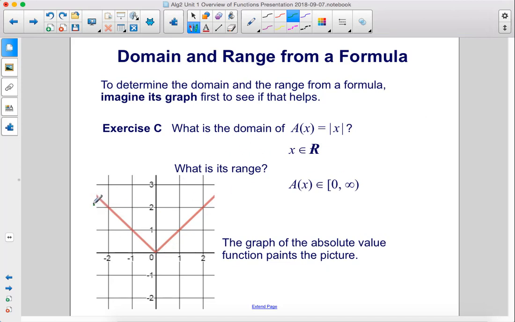The domain, because that line goes that way forever, this line goes that way forever, the domain is all x values, all real numbers. The range is, once again, going to be all numbers greater than or equal to 0, because if we project this graph onto the y-axis, you'll see that every number between 0 and infinity is included in the range. However, there are no y values below 0, so we have that the range is [0, infinity).